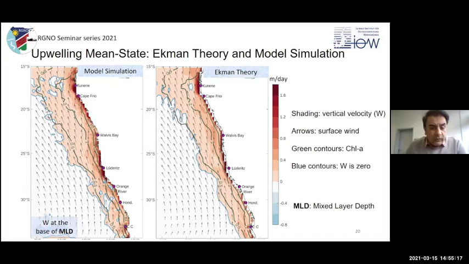It is worth noting that the contours here, which show the chlorophyll A concentration, show a similar pattern. We can see a northward expansion of a region with high primary production. Overall, we can see that on long-term average, Ekman dynamics is working in this system. And on long-term average, having the wind, we can have a good estimate of the upwelling.